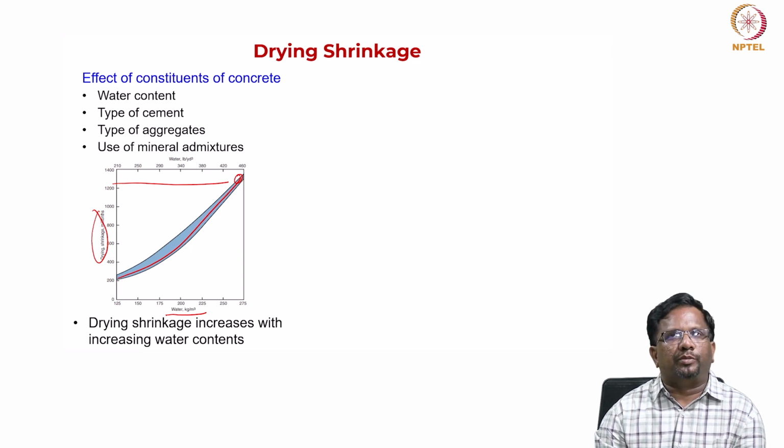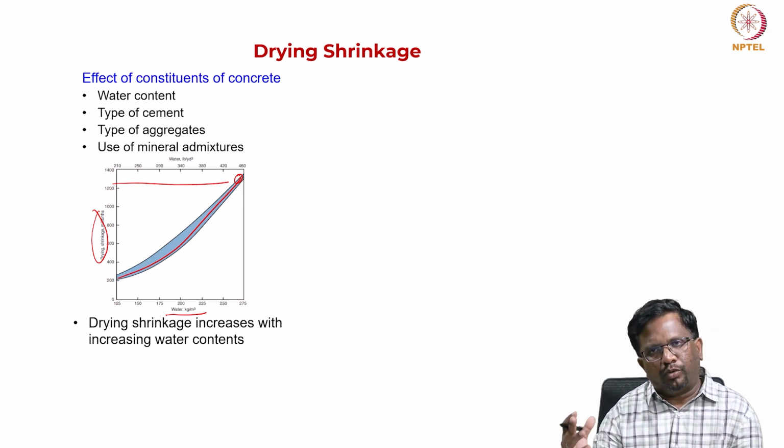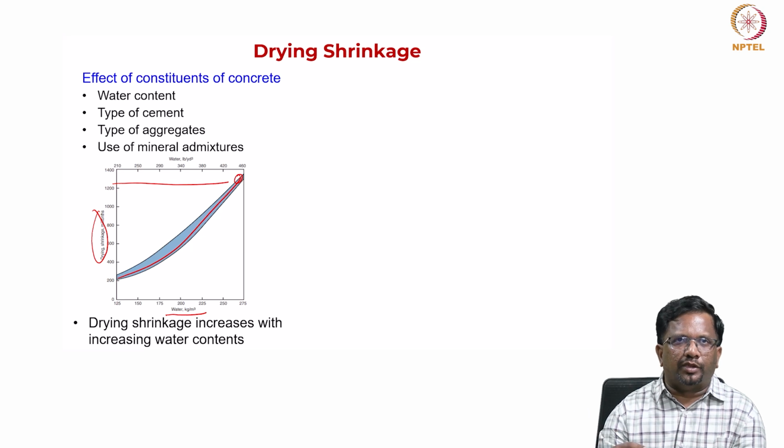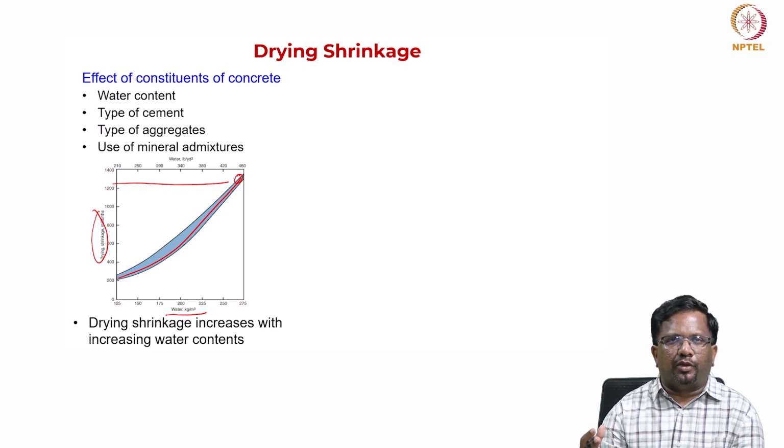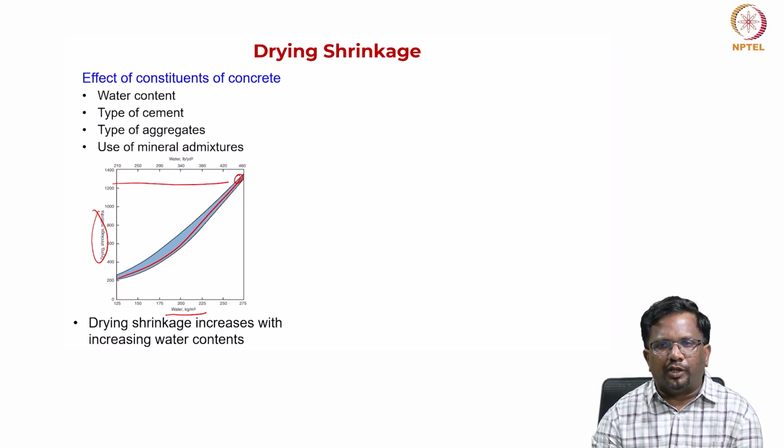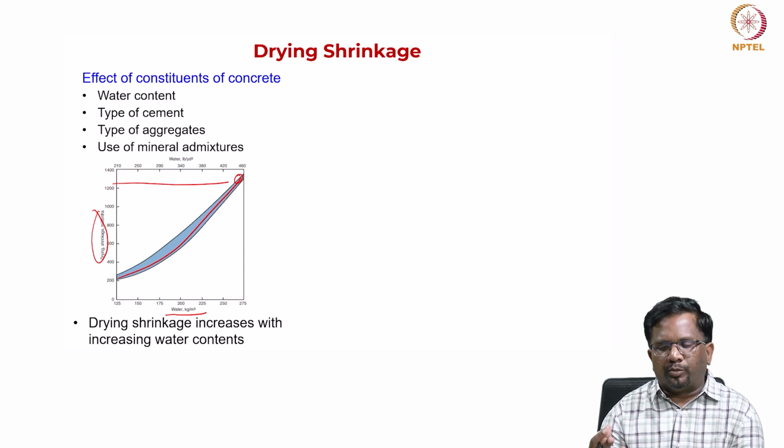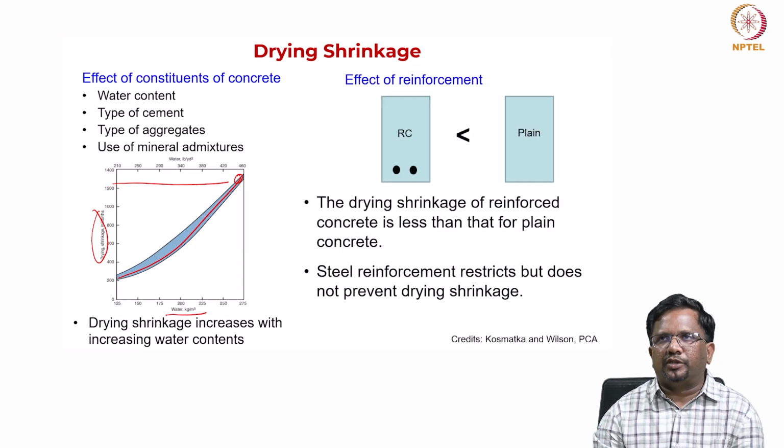And also type of cement, and type of aggregate. If you have large aggregates in the system, less cement paste, then lesser will be the shrinkage. And if you have a stiffer system, then again less will be the shrinkage. And the best way to reduce this is using mineral admixture, that will help in improving the microstructure and reducing the shrinkage as well.